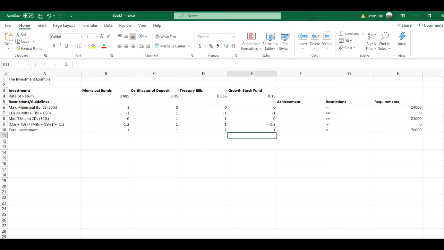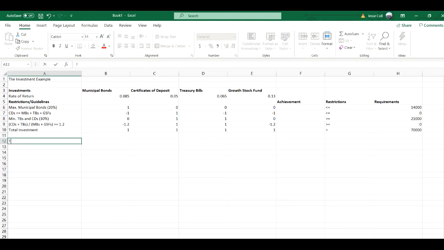Achievement must be less than or equal to 0. Achievement must be greater than or equal to, and it's very important to pay attention to the sign, 21,000. Achievement must be greater than or equal to 0. And finally, achievement, which is the total invested between all four stocks, must be exactly equal to 70,000.